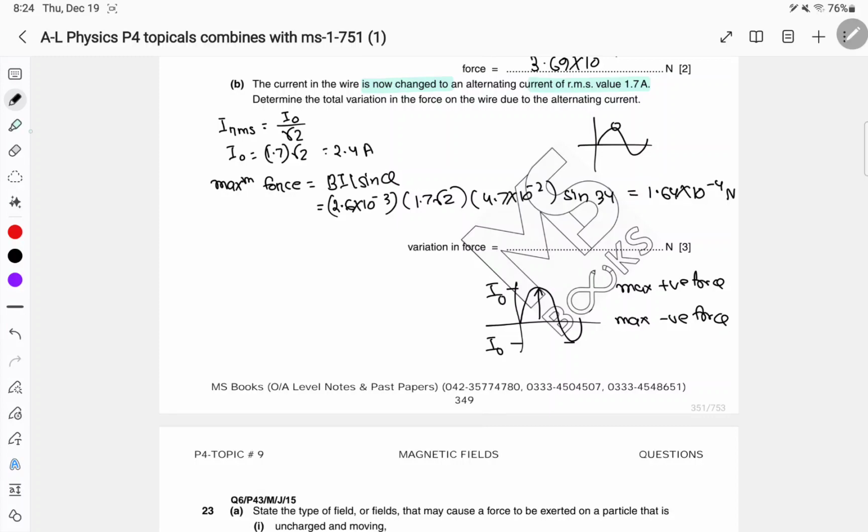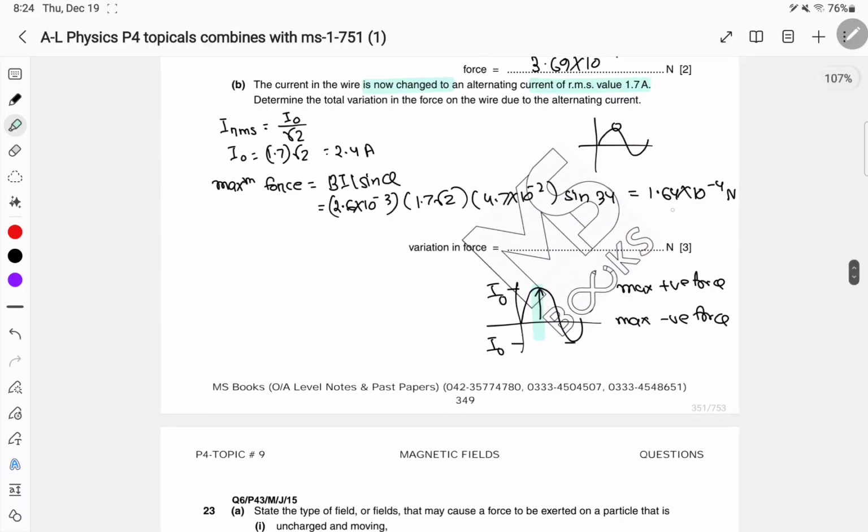So what does the variation mean? The variation is the total difference between the forces, which will be double the single force.